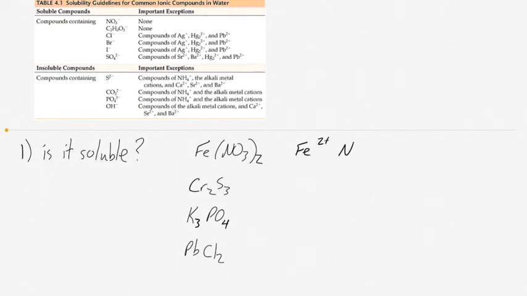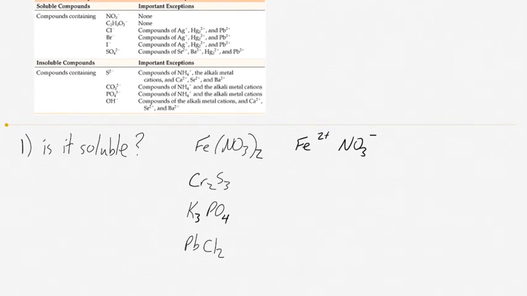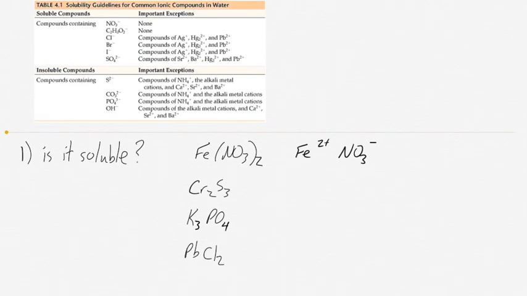So for example number 1, we have Fe2+ and NO3- ions making up that iron(II) nitrate. So we look at the anion, the nitrate ion, and we see that nitrate ions are on the top of that chart under the section labeled soluble compounds. So NO3- compounds, things that contain the nitrate ion, are always soluble, and if you look at the very right-hand side column, you see important exceptions, and there are no exceptions. Any compound with a nitrate ion is always soluble, so we can say that iron(II) nitrate is soluble.